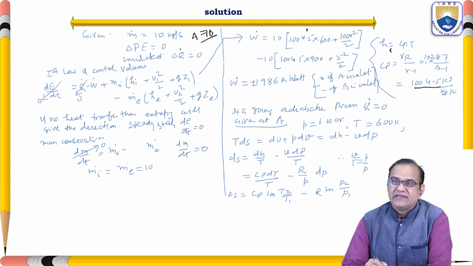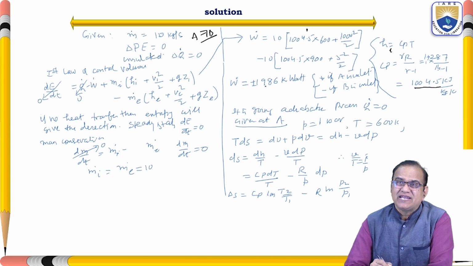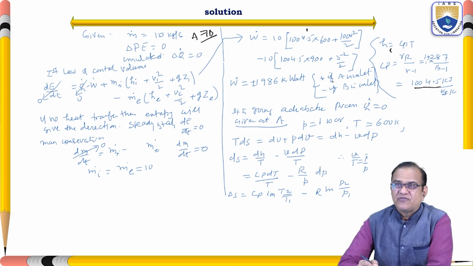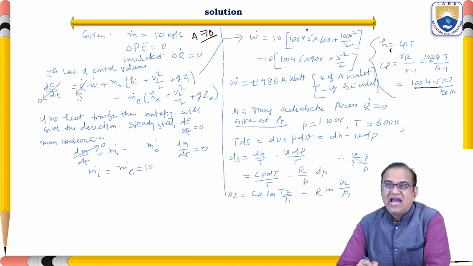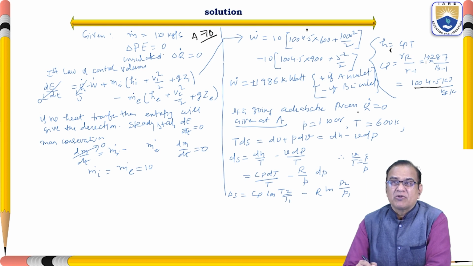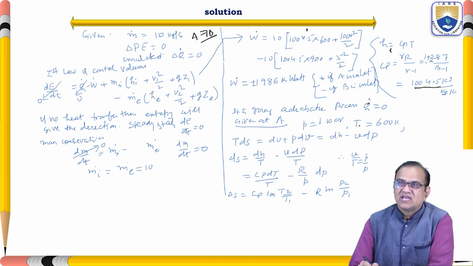So here we can see that W dot will be plus or minus 1986 kilowatt. So we have to take plus or minus: plus if A is inlet and minus if B is inlet. It is an adiabatic process, that is, Q dot is equal to 0. Given at A, P is equal to 1 bar, T is equal to 600 Kelvin.